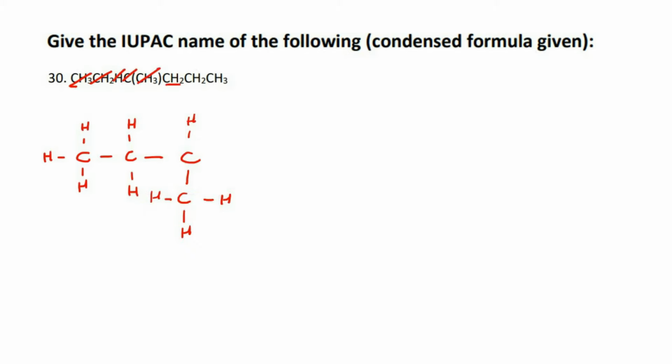The next part's easy, CH2, so it's just a C with 2 H's, so that's part of the main chain. The next part is also easy, it's a CH2, so that's just part of the main chain. And then the next part is the ending, so that could be a CH3 like that. Okay, now we have to give the name. So that's just the structural formula, but now we need the name.